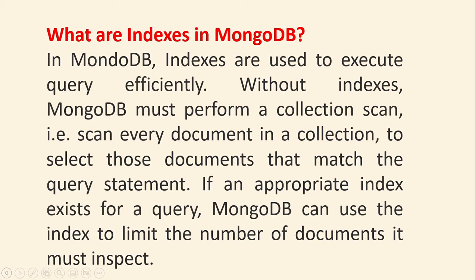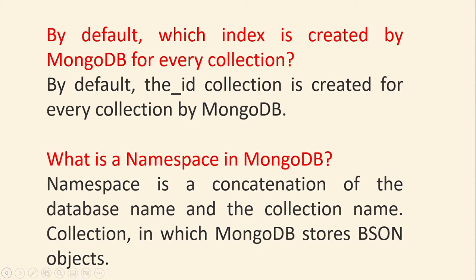What are indexes in MongoDB? In MongoDB, indexes are used to execute queries efficiently. Without indexes, MongoDB must perform a collection scan, that is, scan every document in a collection to select those documents that match the query statement. If an appropriate index exists for a query, MongoDB can use the index to limit the number of documents it must inspect. By default, which index is created by MongoDB for every collection? By default, the _id index is created by MongoDB for every collection.